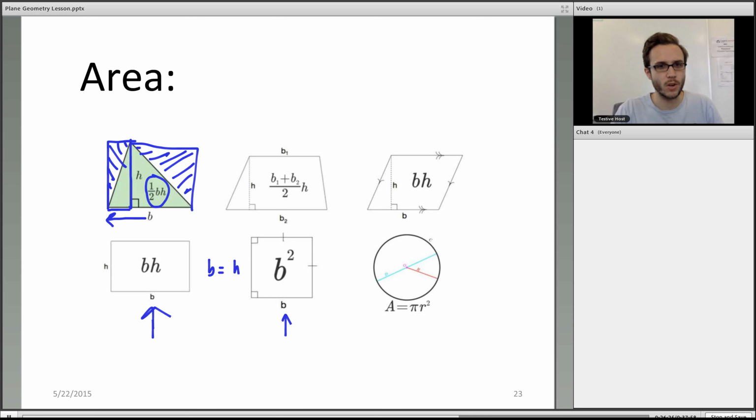And that's how it works for every triangle. You can imagine a triangle right here, okay? If we want 1/2 of the base times the height of this triangle, well, we could imagine that this triangle is actually half of a rectangle.